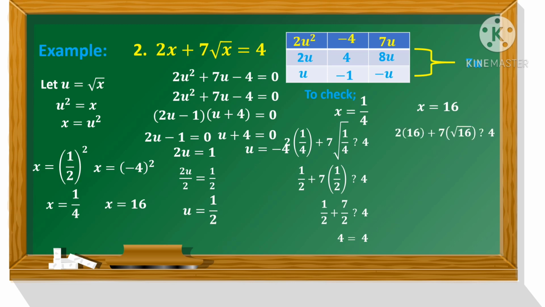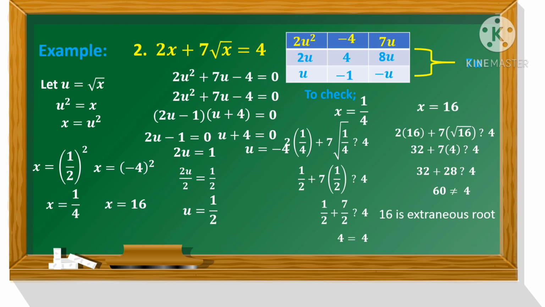How about 16? So if we replace x by 16, you have 2 times 16 plus 7 times the square root of 16. Let us verify if it is equal to 4. 2 times 16 is 32, then square root of 16 is 4. So 32 plus 7 times 4, so you have 32 plus 28. 32 plus 28 is not equal to 4. So it only implies that 16 is not a solution of the given equation.